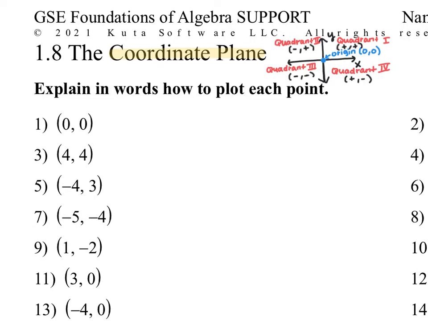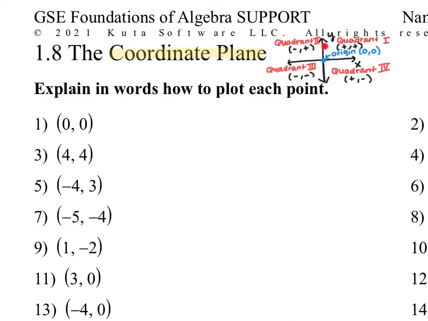Any point that falls in quadrant 1 has an x value that is positive and a y value that's positive. Any point in quadrant 2 has an x value that is negative and a y value that is positive. Any point in quadrant 3 has an x value and y value that are both negative. And any point in quadrant 4 has an x value that is positive and a y value that is negative. Know that points could also fall on the axes.